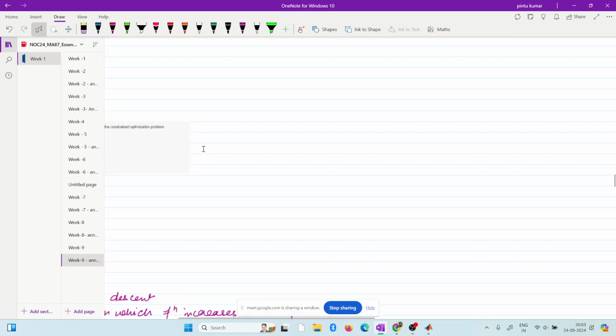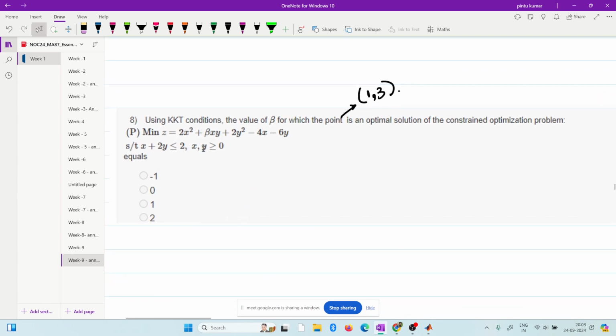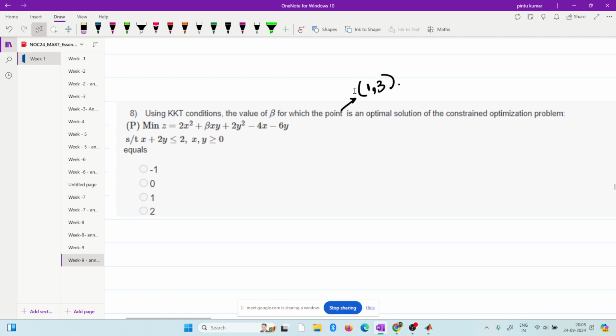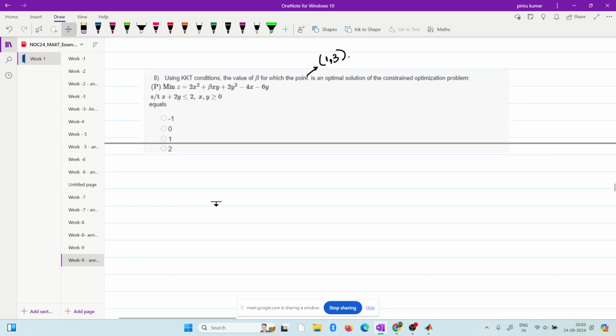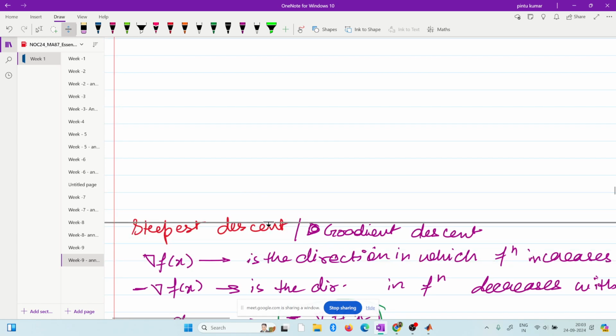I think we have one more question. Okay, so using KKT condition, the value of beta for which this particular point 1 comma 3 is an optimal solution of the constraint optimization problem. Okay, so we have exceeded the time, but I'll quickly try to do this question.